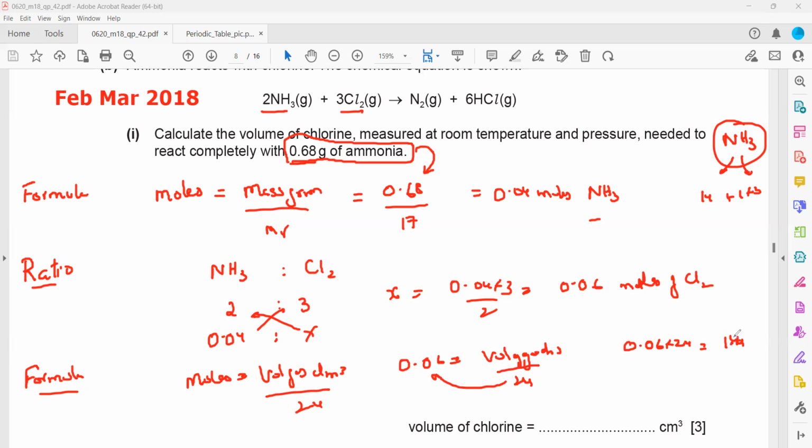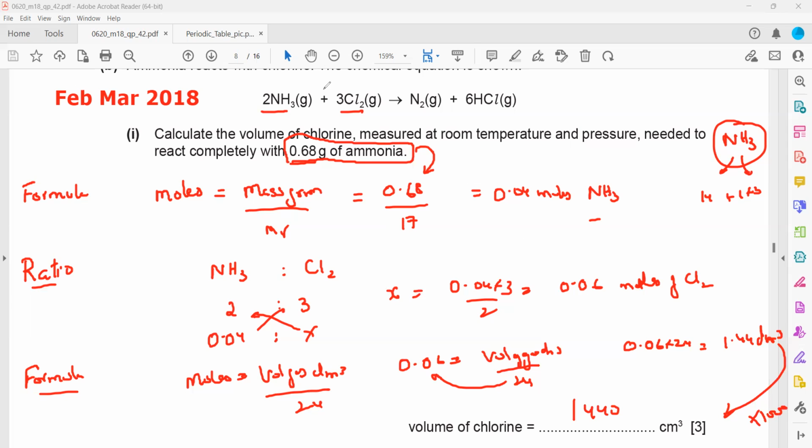But because in the question they did not ask for dm cube, they asked for cm cube, I have to convert this dm cube into cm cube. So 1.44 decimeter cube to centimeter cube. What do I have to do? I have to multiply by 1000. So when I multiply by 1000, it will be 1440 centimeter cube.